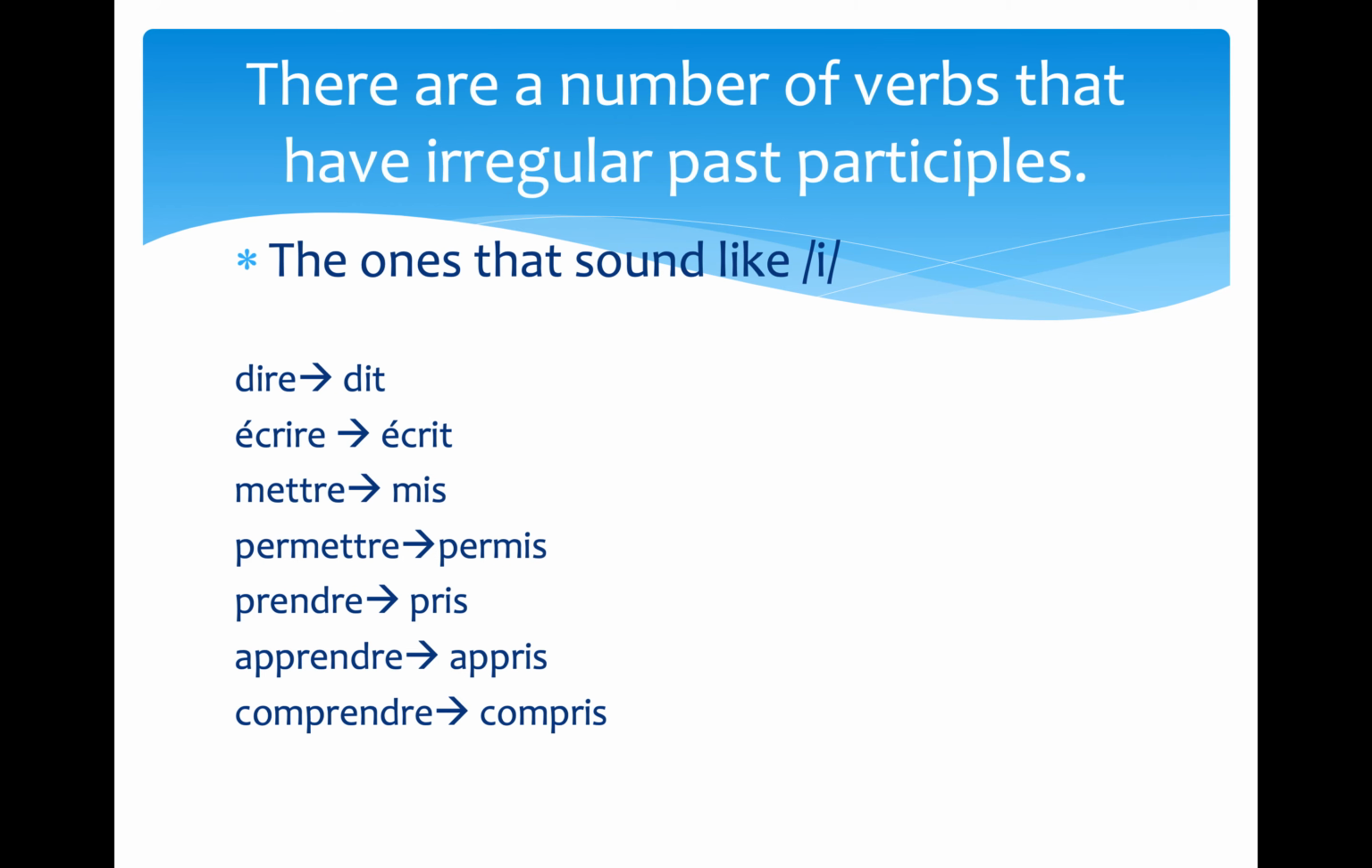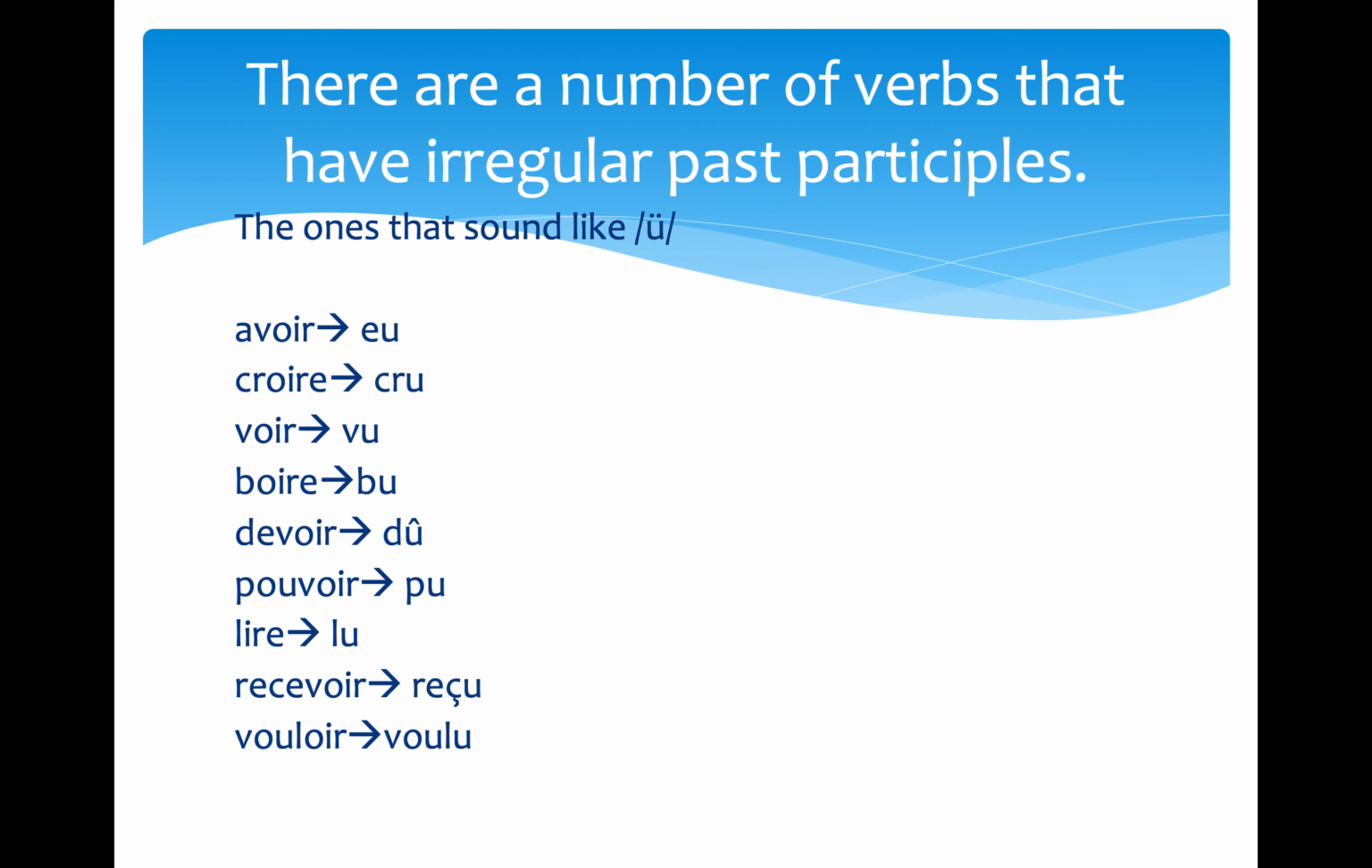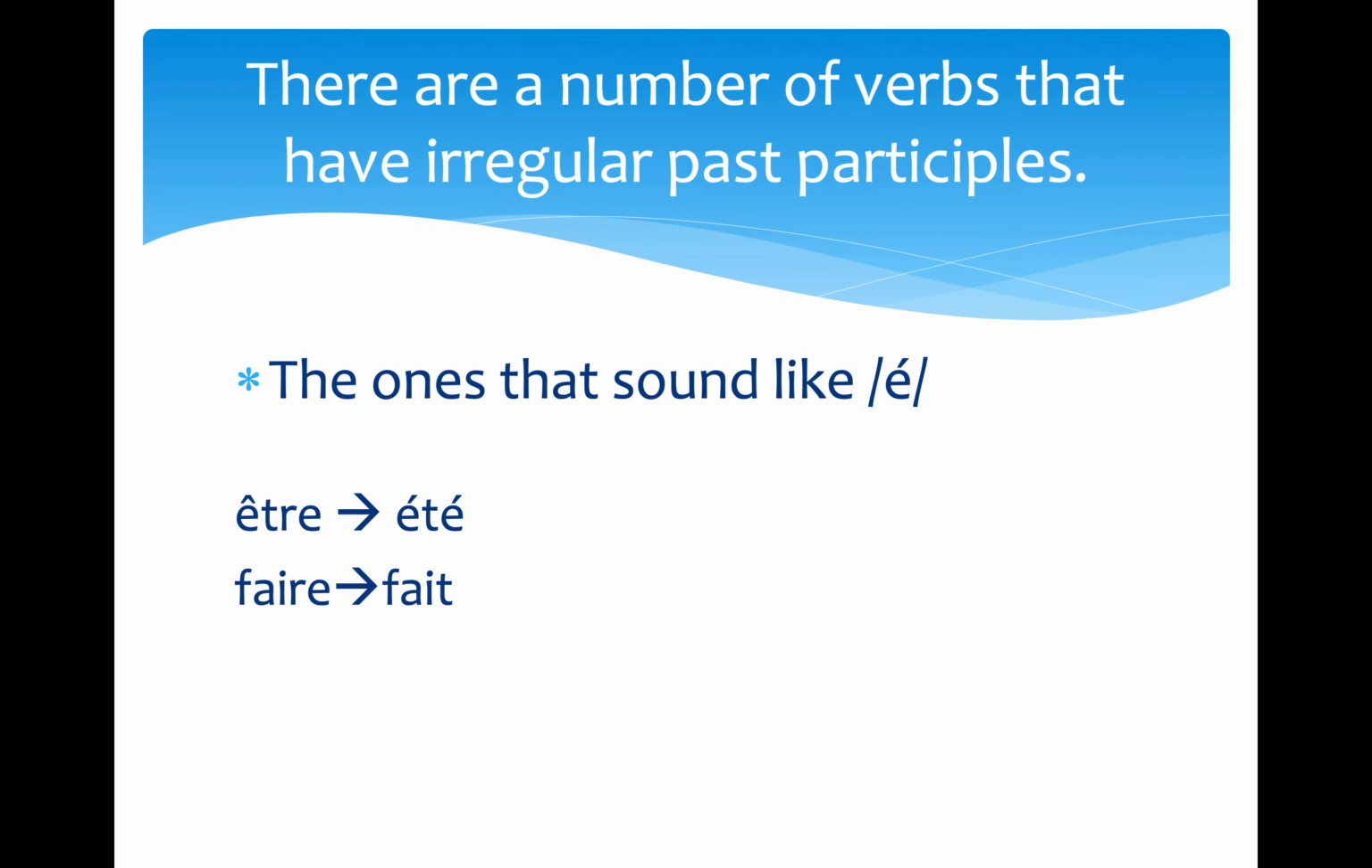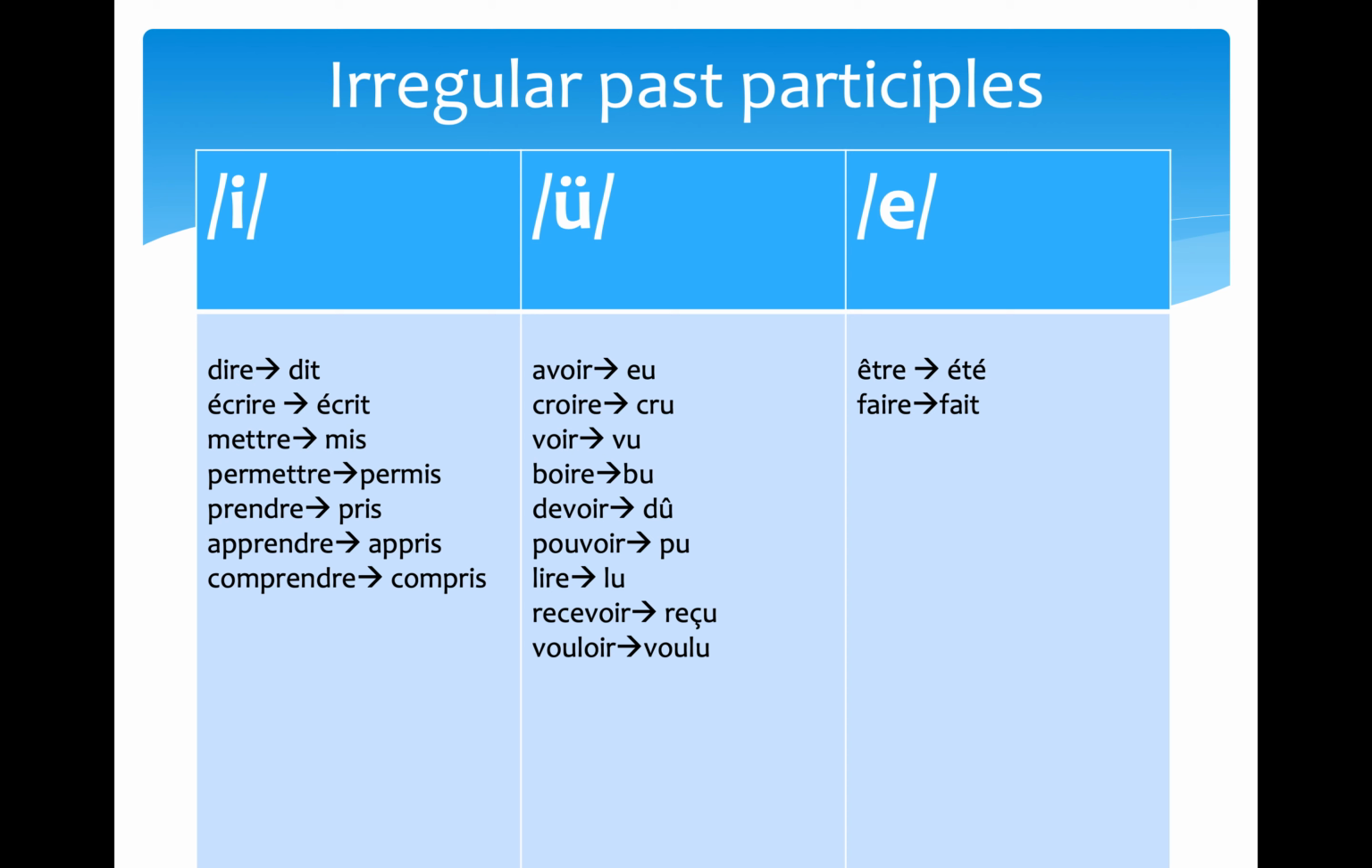Okay, so now here's what we want to talk about in today's video. You have a number of verbs that have irregular past participles. You have the ones that sound like I, you have the ones that sound like U, and you have the ones that sound like É, just exactly like with the regular past participles. So I've put them into a table here, and you should absolutely 119% make sure that you write these down. I'm going to pronounce them for you right now.